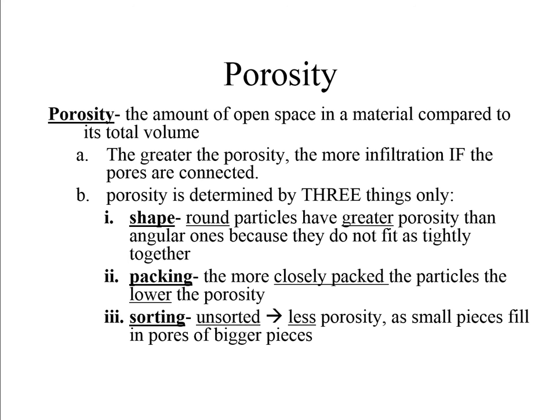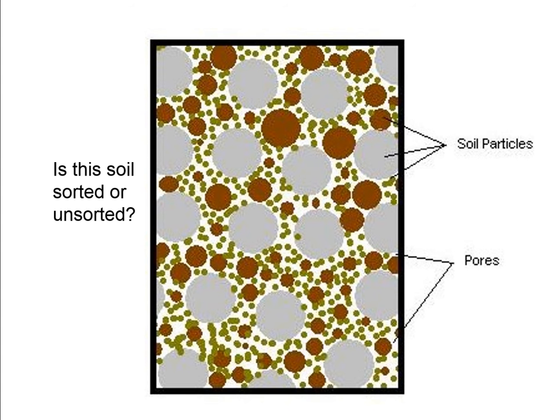So let's practice this a bit. This soil, if you notice, is unsorted. There's big, medium, and little pieces. So the air in between isn't nearly as much as if there had only been these larger gray particles. All of this space has been filled in with the other different types, so you end up with a lower porosity.